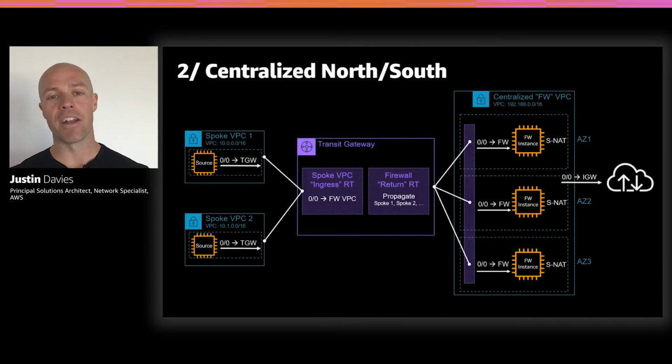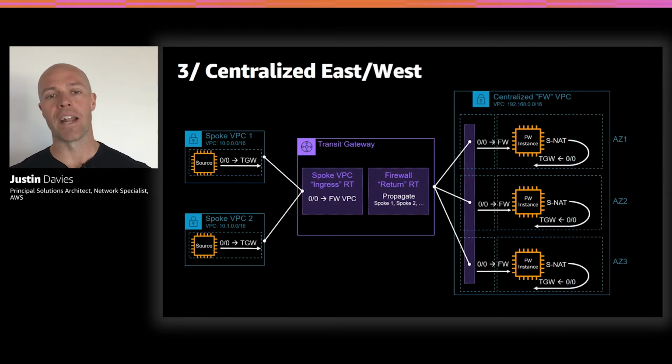The second pattern is the centralized north-south. Each application VPC is connected to a transit gateway and has a default route to a centralized firewall VPC where the same type of configuration exists. Either a single firewall appliance per availability zone, performing something like S-NAT, or some of the more complex architectures with BGP and VPN overlays like we discussed a few slides ago. And that's basically to increase the number of instances per availability zone.